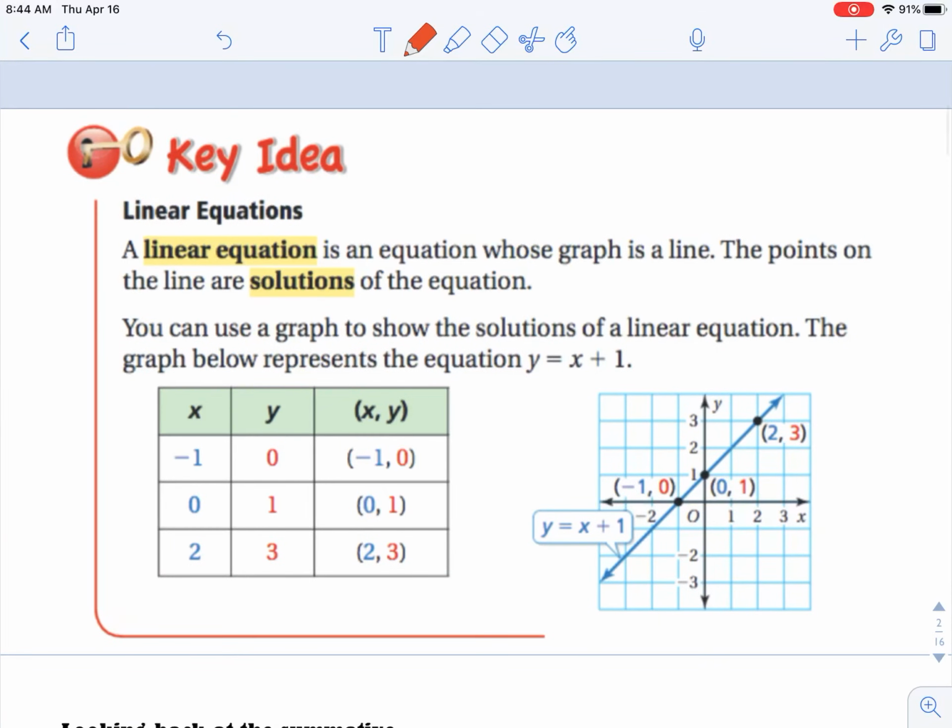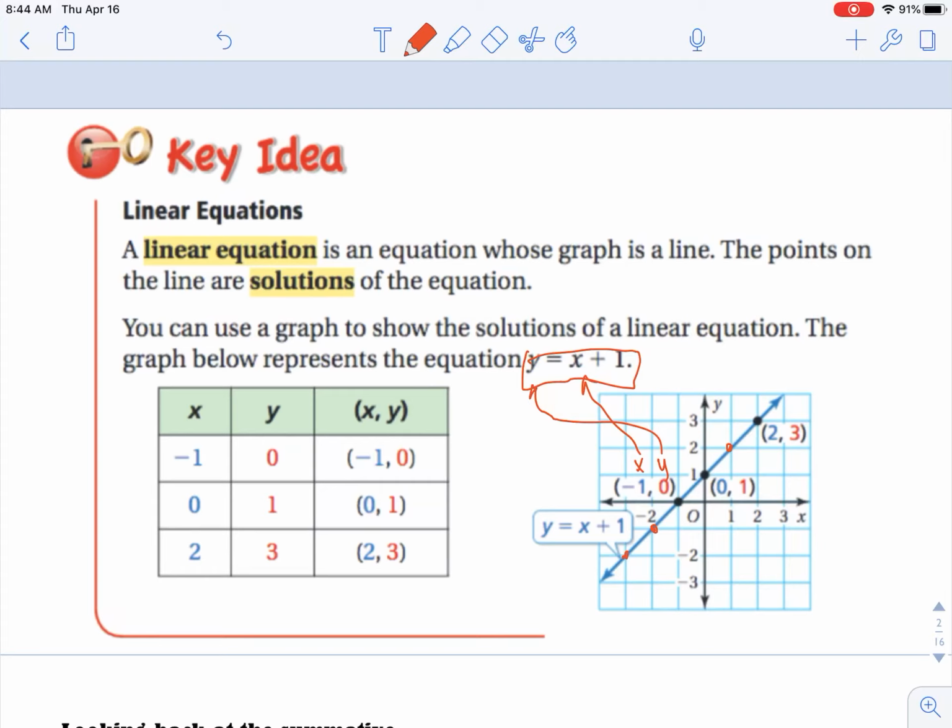Okay, just to go over the key idea, we're always going to review the key idea, which is linear equations. A linear equation makes a line, and the points on the line are the solutions. Remember, you have all kinds of points on the line. Every point on the line fits into the equation y equals x plus 1, where I plug in x and y, and they end up equaling each other.